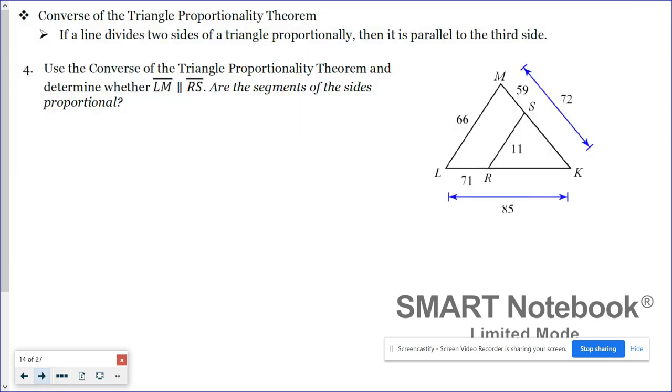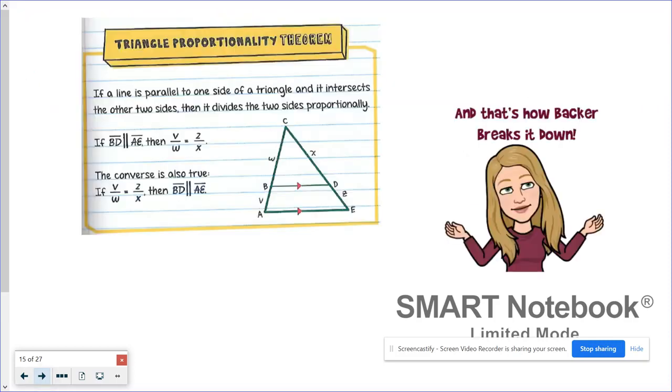But that's your triangle proportionality theorem. If a line is parallel to one side of a triangle and intersects the other two sides, then it divides the two sides proportionally.